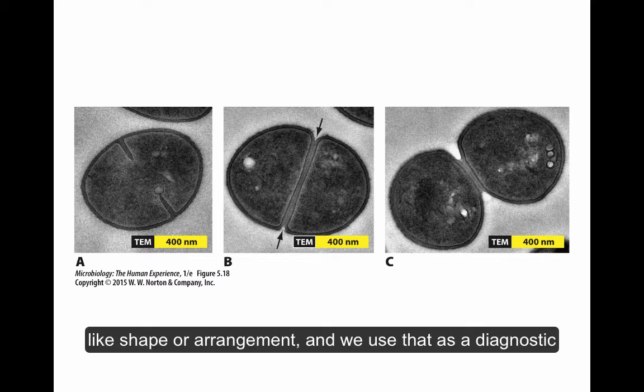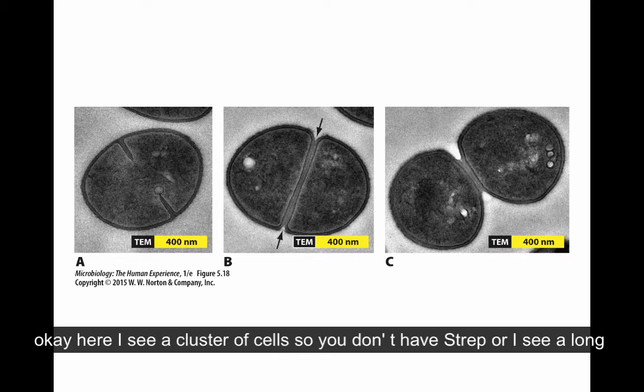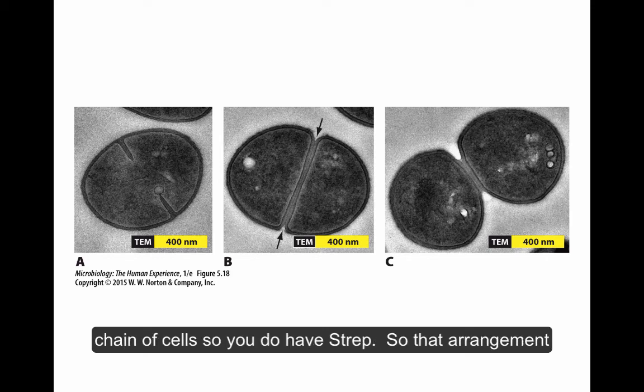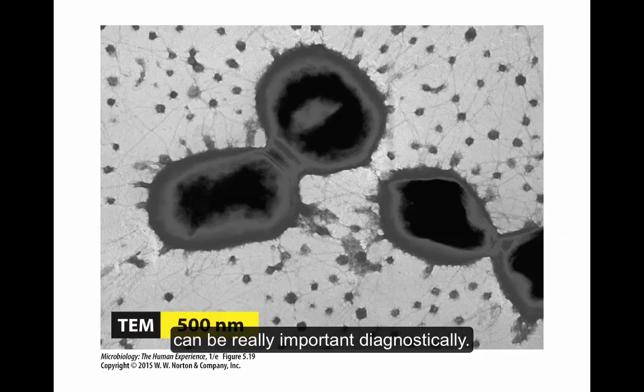And we use that as a diagnostic tool. So when they swab your throat for a strep, they're going to say, okay, here I see a cluster of cells, you don't have strep. Or I do see a long chain of cells and you do have strep. So that arrangement can be really important diagnostically.